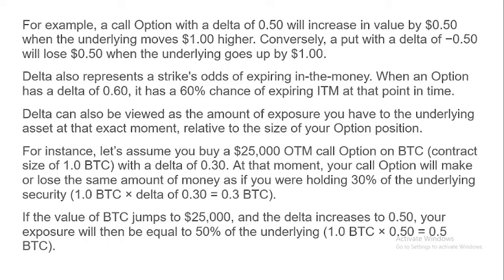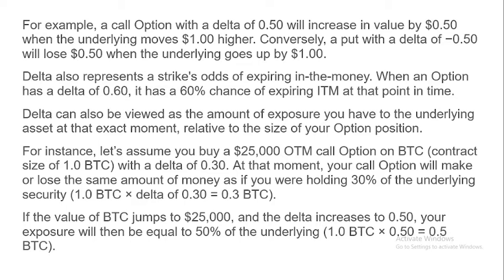Delta can also be viewed as the amount of exposure you have to the underlying asset at the exact moment, relative to the size of your option position. For instance, let's assume you buy a 25,000 out of the money call option on BTC, contract size of 1.0 BTC with a delta of 0.30. At that moment, your call option will make or lose the same amount of money as if you're holding 30% of the underlying security. 1.0 BTC times delta of 0.30 equals 0.3 BTC.